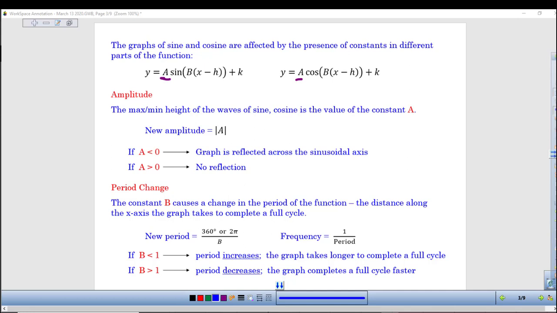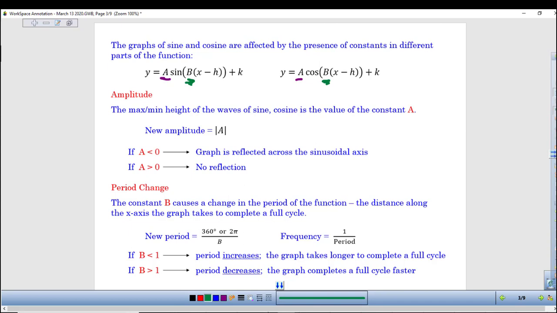So now, instead of taking a distance of 0 to 2 pi to complete a full cycle, we're going to either extend that or squeeze it into a shorter period along the x-axis. And so we're going to calculate the period of the graph. How long along the x-axis does it take for the graph to cover an entire cycle? The coefficient that has an impact on that is b. That's the number that is multiplying the x, or the input part of our function.